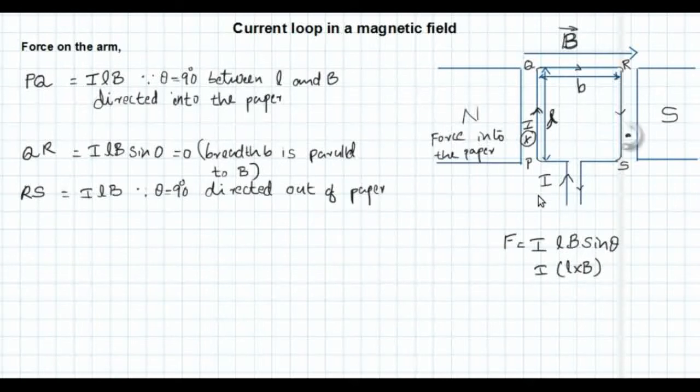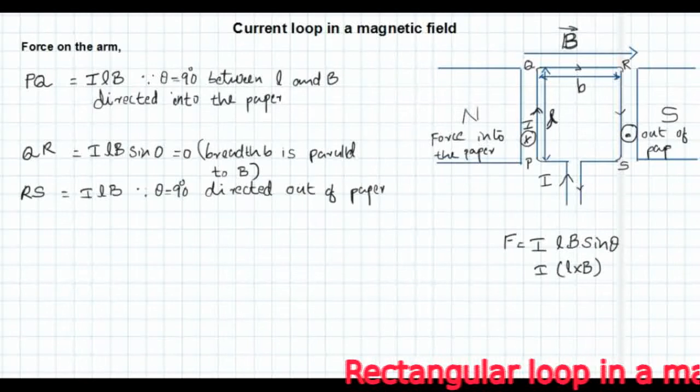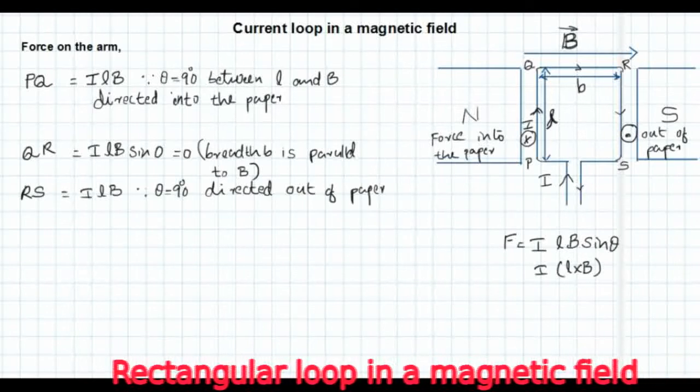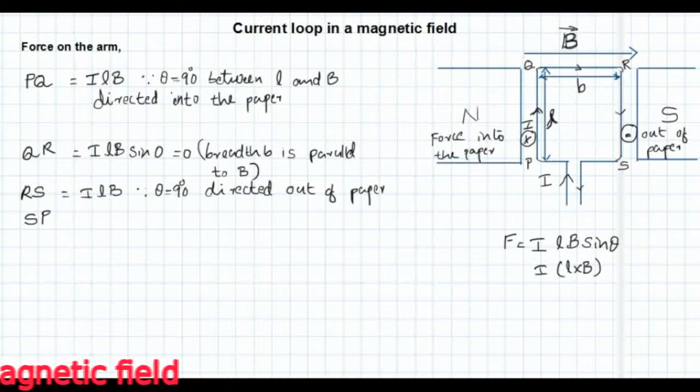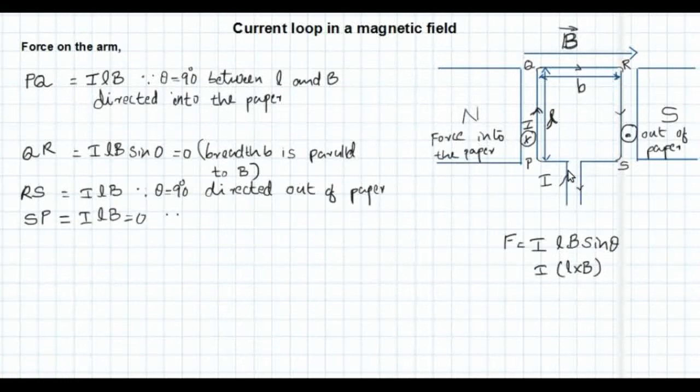So out of the paper will be the direction of the force ILB on the arm RS. Now the last arm is SP. Again, as in the case of QR, the length of the conductor and the magnetic field are parallel, or they make an angle of 0 degrees. Therefore force is 0.